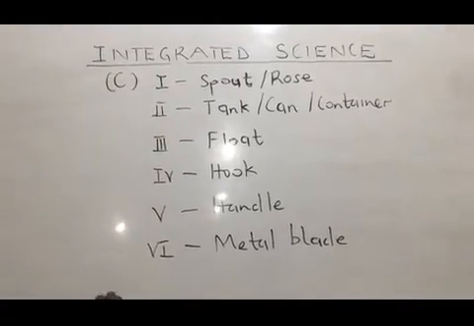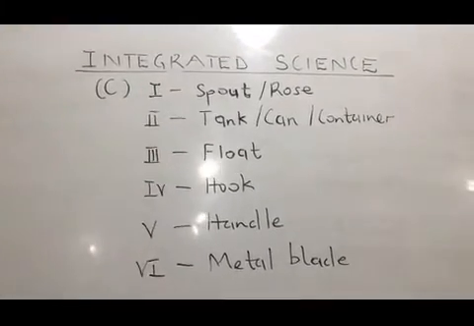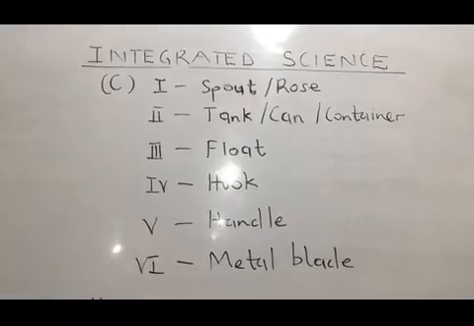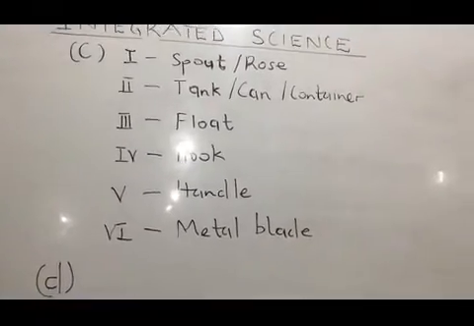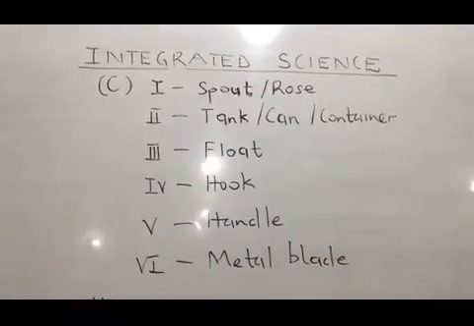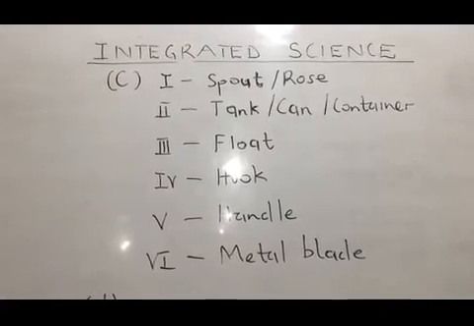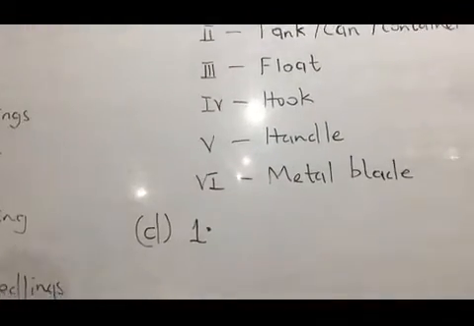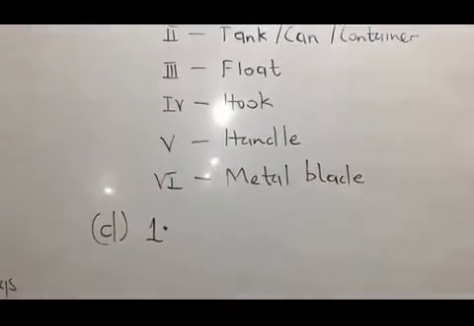The last question here is question D. It says, state 3 ways of maintaining 2D. So how do you maintain or care for 2D? That is the hand trowel. How do you maintain it?